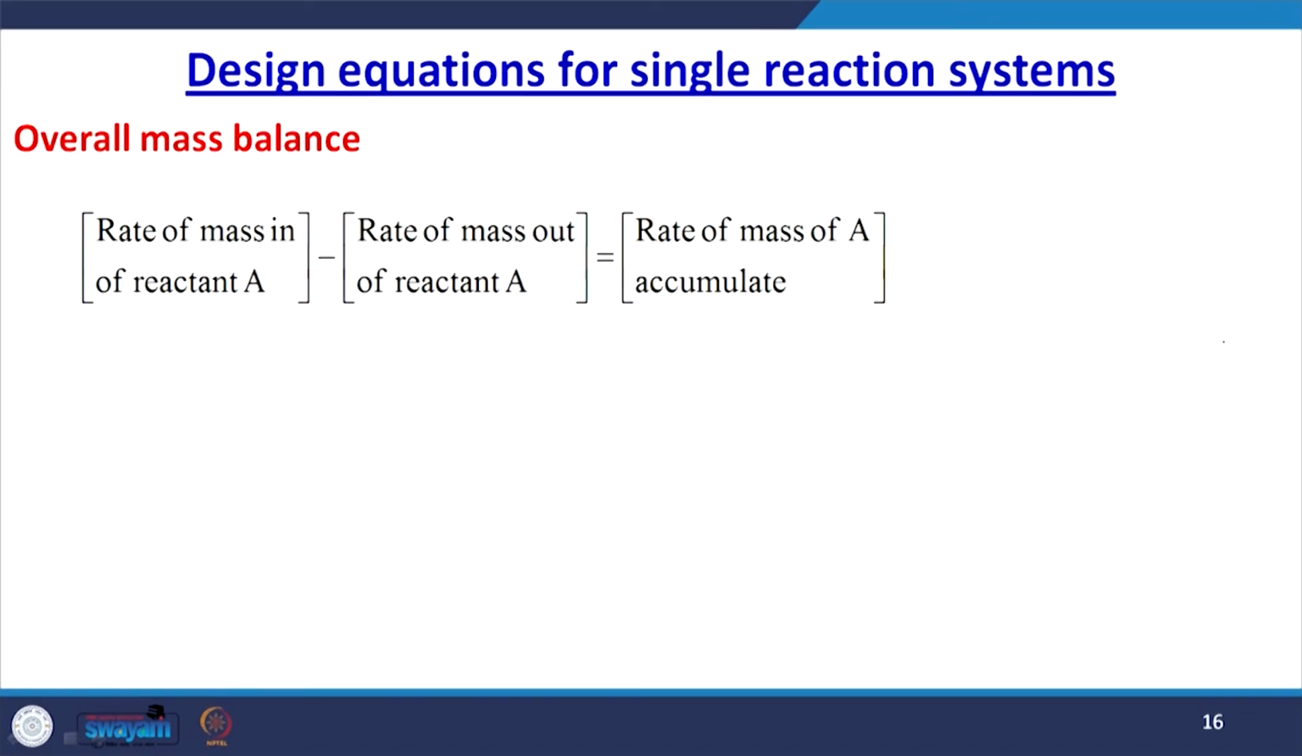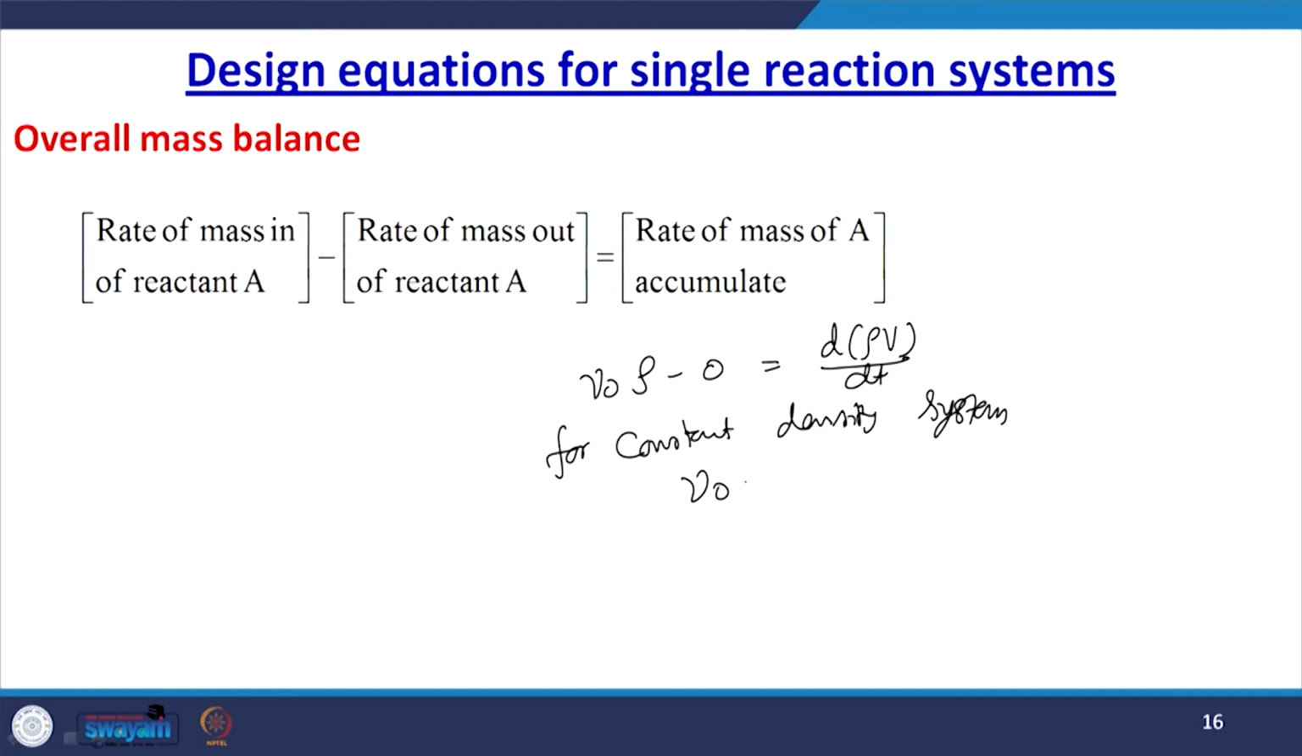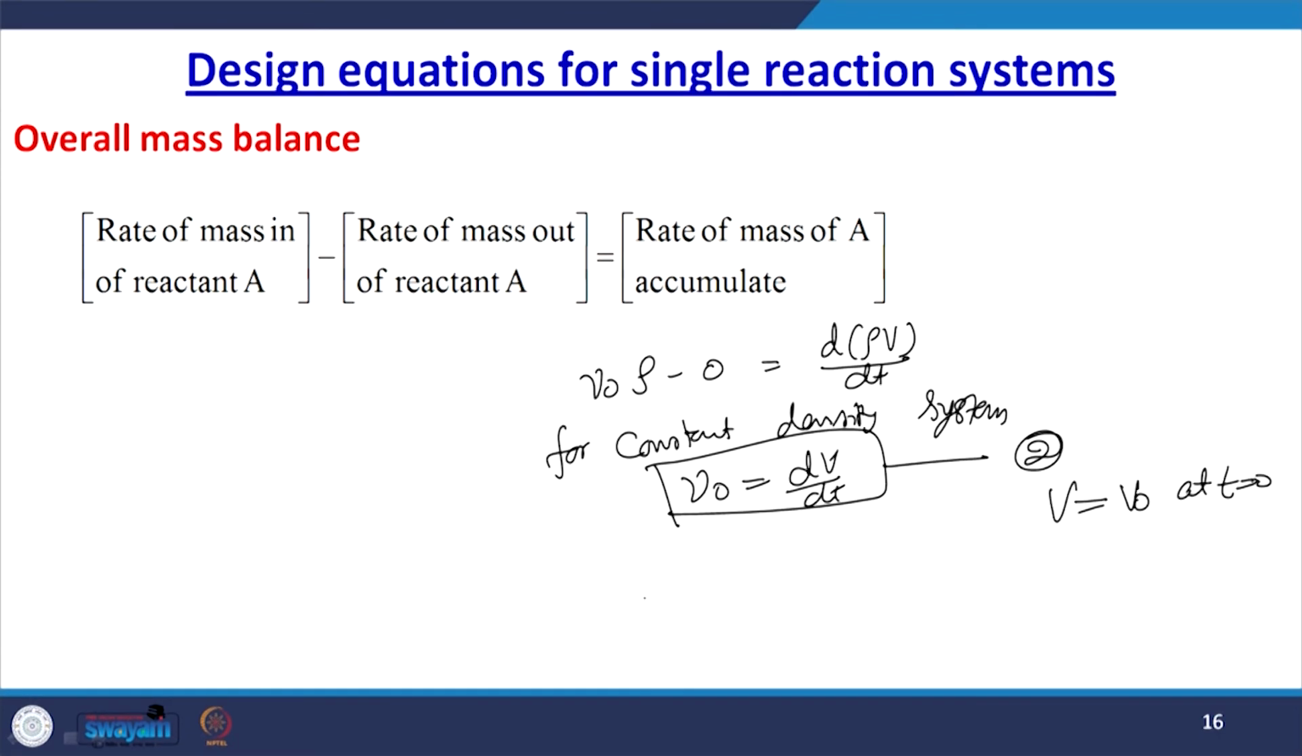Now, if we try to write the overall mass balance, then we can write like this. Rho is the density. So, for the constant density system, this can be represented like this. Now, if we differentiate, with initial condition at the start, V was V naught at time t equal to 0. So, we may have V minus V naught is equal to this one. Let us put it forward as equation number 3.